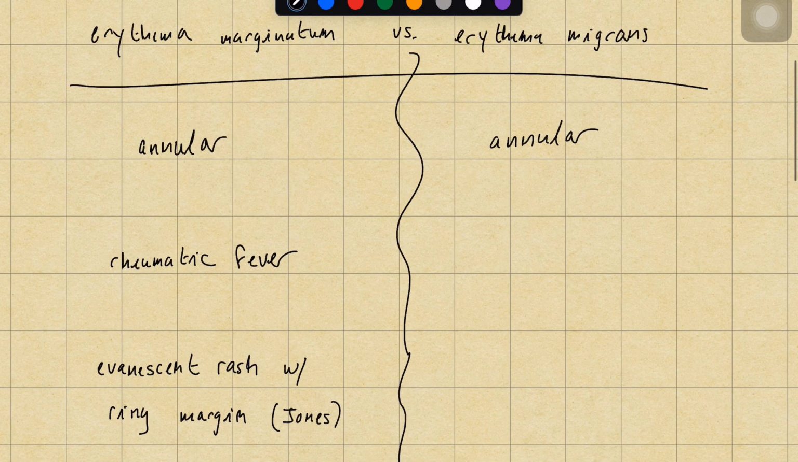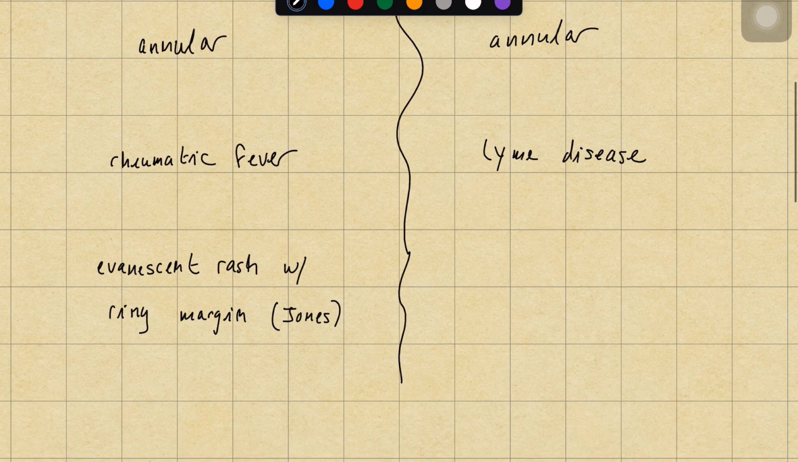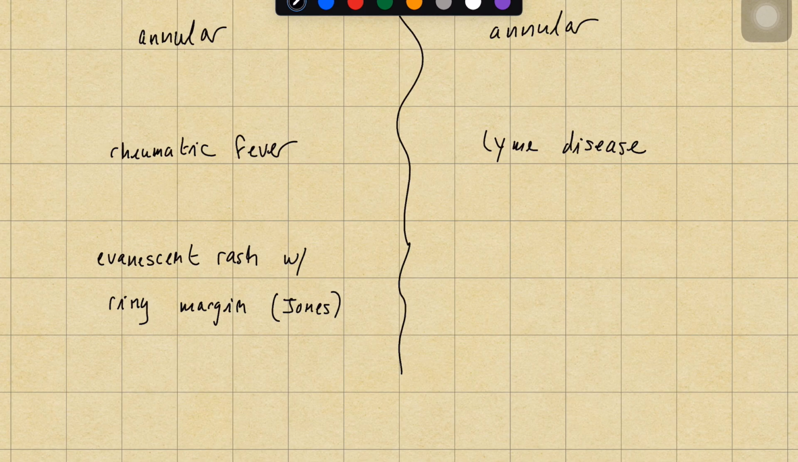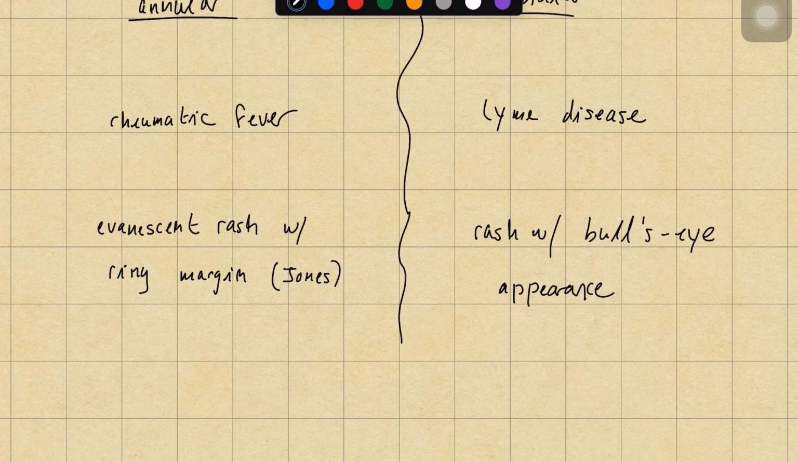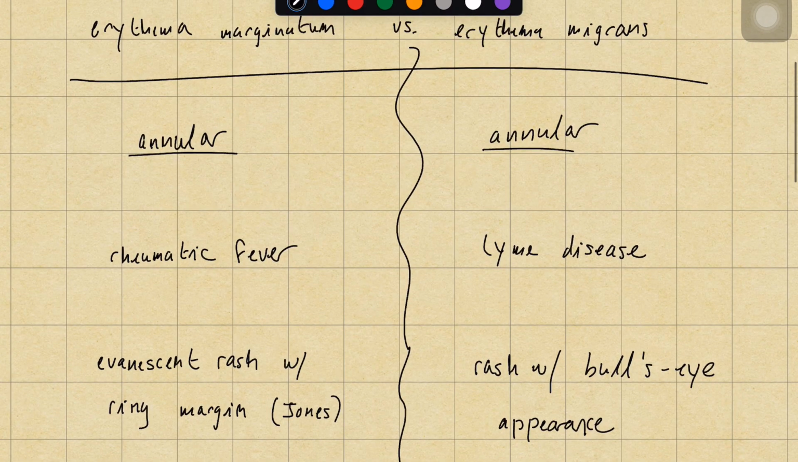Now, erythema migrans is associated, instead of with rheumatic fever, with Lyme disease, which is that tick-borne disease, right? And it causes neurological complications. Instead of being this evanescent rash, it's a large rash with a bull's eye appearance. Okay, they're both annular, but they're different types of annular. So that is marginatum and migrans.